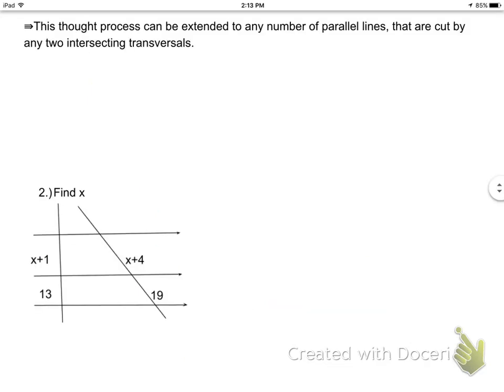And so that's what I put here. This thought process can be extended to any number of parallel lines that are cut by 2 intersecting transversals. Bless you. So, part number 2, find x. I'm going to give you guys a couple seconds here. I'll pause the video. On the video, it'll seem like mere nanoseconds went by.